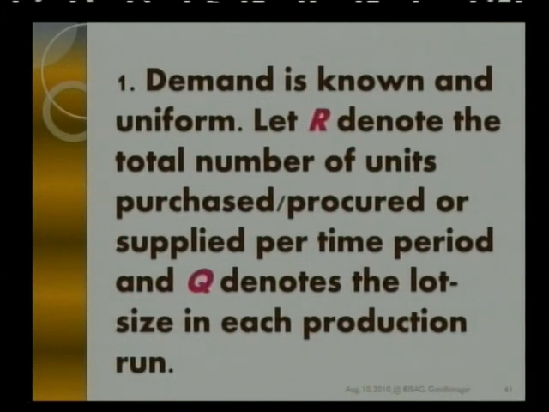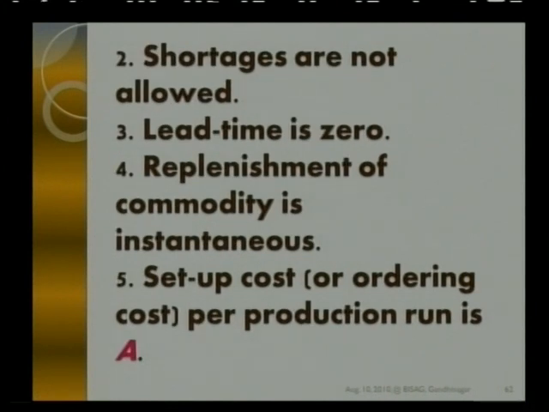Let R denote the total number of units purchased or procured or supplied per time period, and Q denote the lot size in each production run. Shortages are not allowed to start with. Lead time is 0. No doubt lead time 0 is not a feasible assumption, but once we start, we will come to know about the characterization and then we can proceed with the lead time.